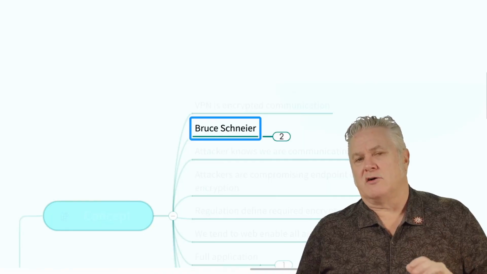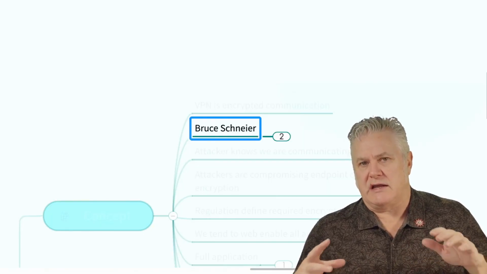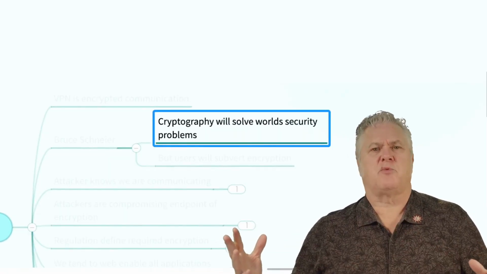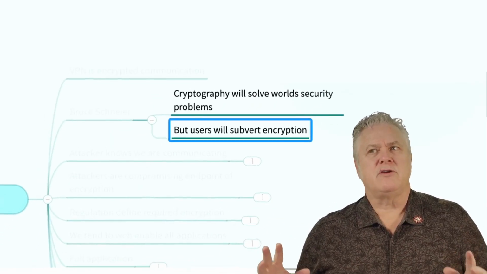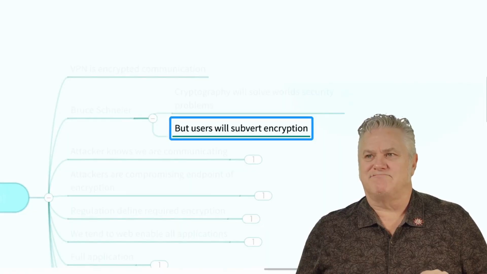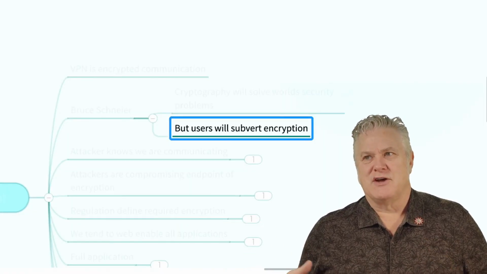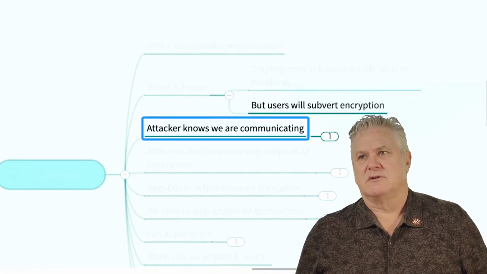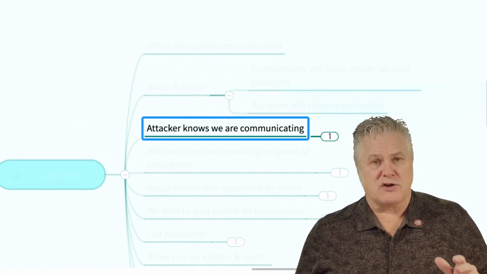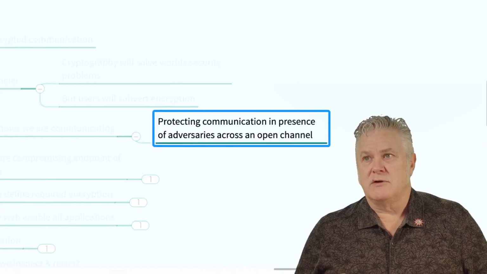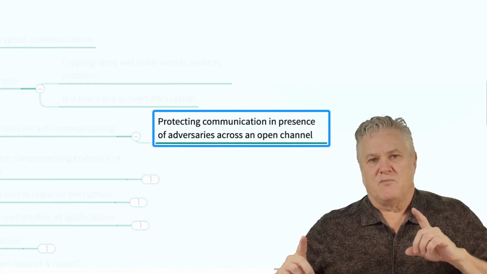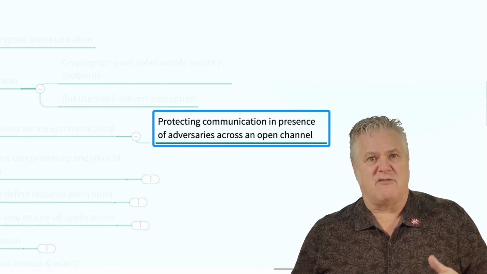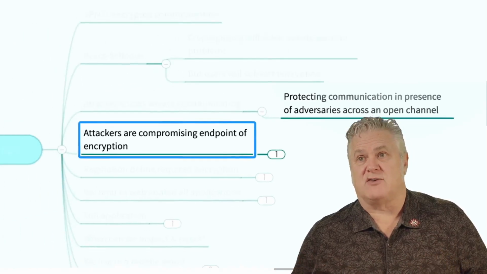Bruce Schneier, a long time ago, when he created his first book, said, "Cryptography will solve the world's security problems." And then 21 years later, he wrote another book and he said, "But the users will subvert the encryption." And that's the problem that we run into. So the attacker knows we are communicating, and what we do is we try to protect communications in the presence of this adversary across this channel.